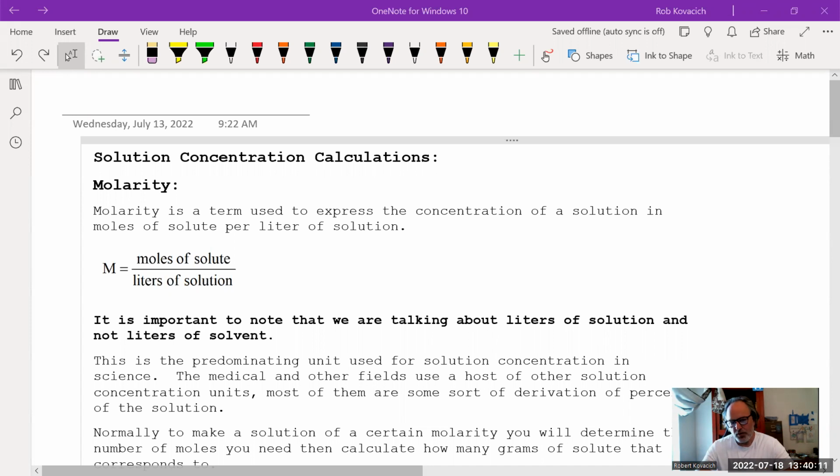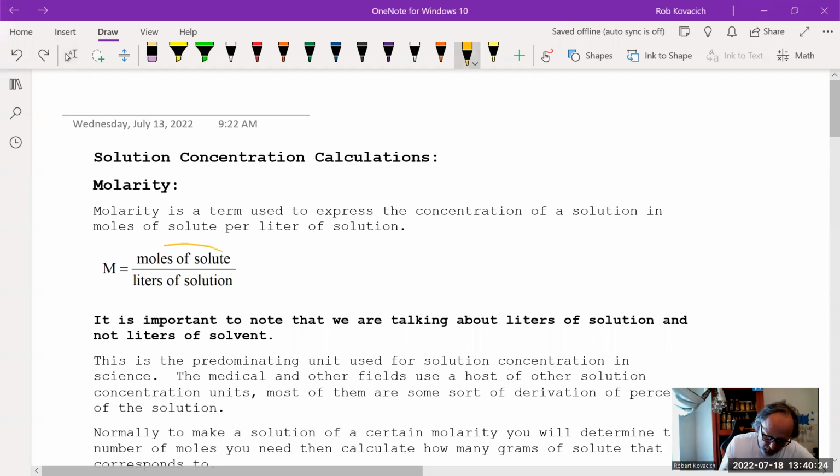The first one that happens a lot in chemistry, the chemist's unit calculation of choice, is something called molarity. Molarity is a calculation where I take the moles of solute, the stuff we're putting in the solution, and divide it by the total number of liters of solution, which might sound a little odd. We're talking about solute in solution, not solute in solvent.